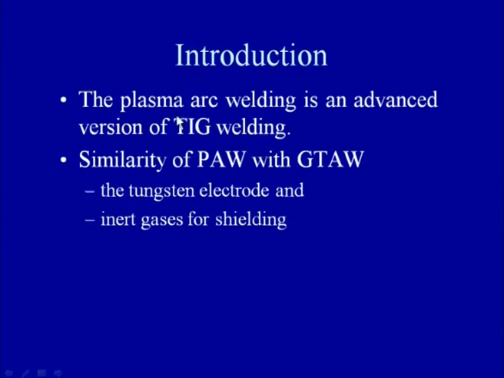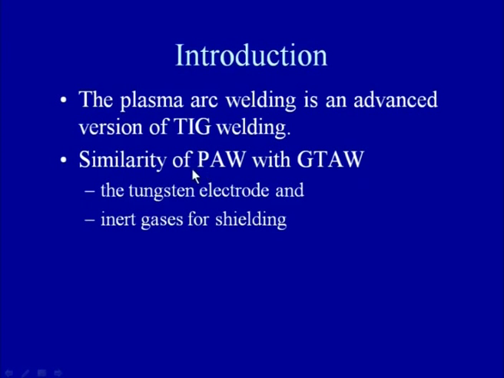So, plasma arc welding is basically the advanced version of the GTAW process, where the tungsten electrode is used for developing the arc between either the nozzle and the electrode, or between the electrode and the base material, so that this arc can be used for developing the plasma.